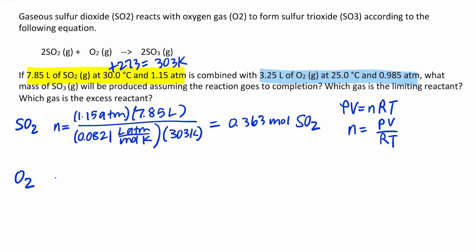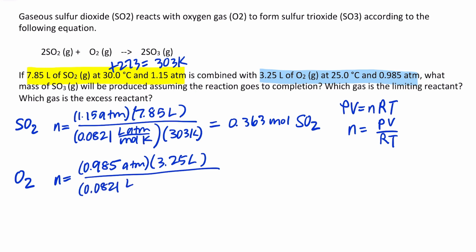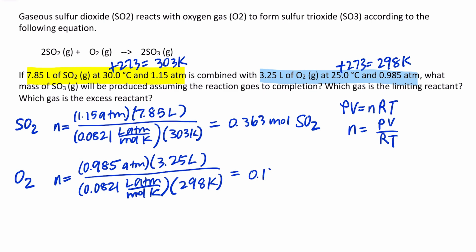Then same thing for oxygen, n equals 0.985 atm times 3.25 liters, and then the R value, and then times 298 Kelvin, because 25 degrees plus 273 gets us 298 Kelvin. And if you do the operation, you should get 0.131 moles of O2.